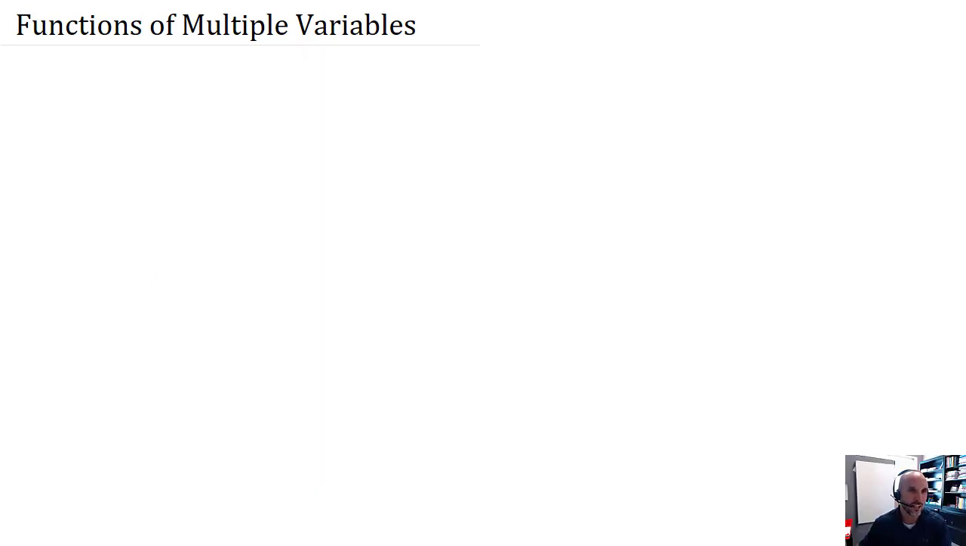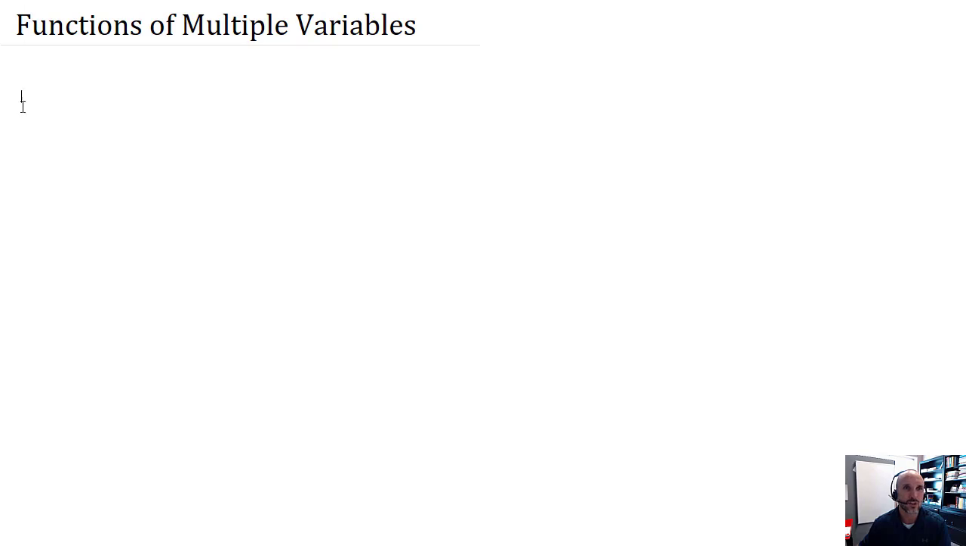Hey, in this video, we're going to look at functions of multiple variables. We're going to look at inputs and outputs. And similarly, we're going to look at domain and range of these multivariable functions. We'll look at an application and sort of visualize some of these things in a program called GeoGebra as well. So let's get started with defining.